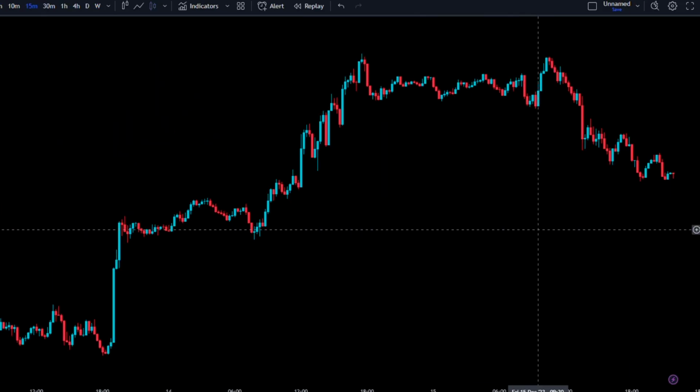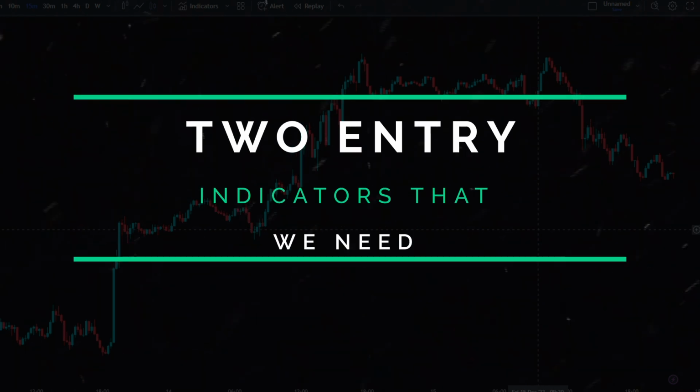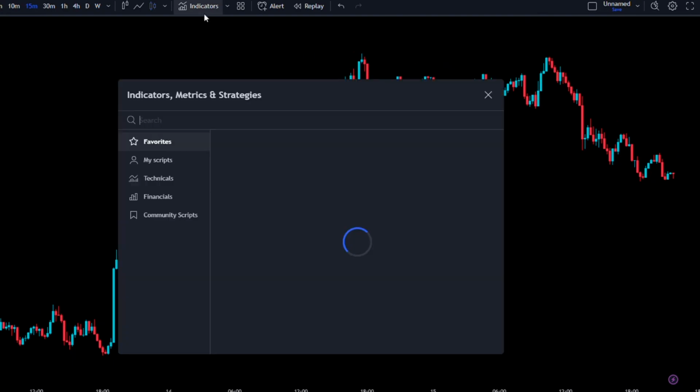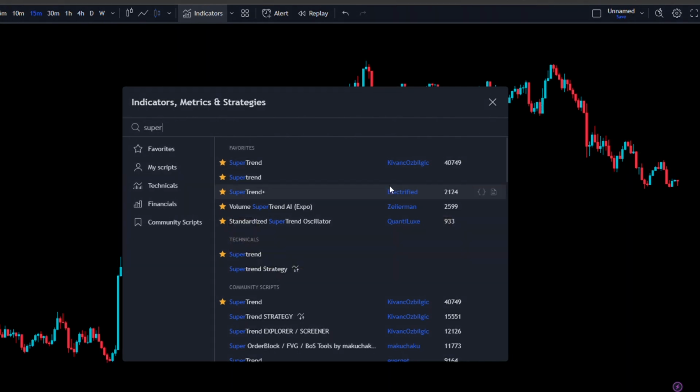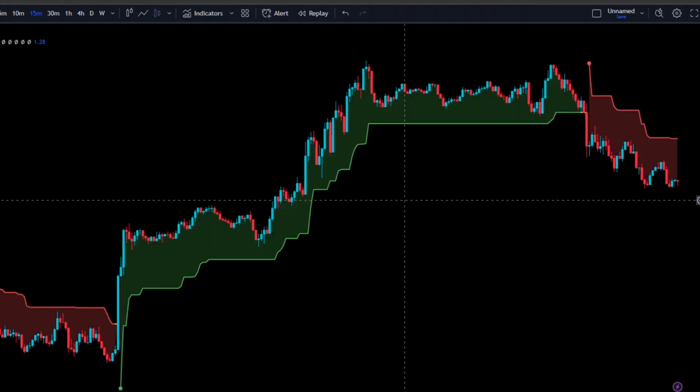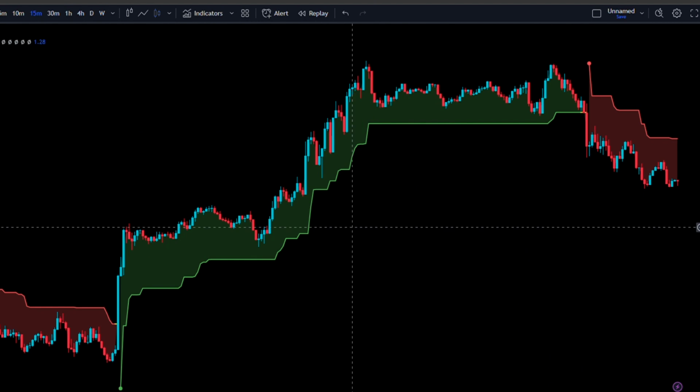Okay, so for this strategy, we're going to need two indicators. So go to the indicators tab, and for the first indicator, we're going to need the Super Trend Plus. Now we can leave these settings at default because this is going to be used to find our trend direction.